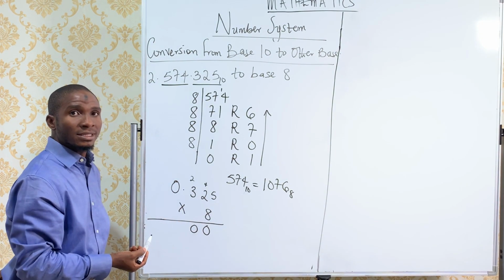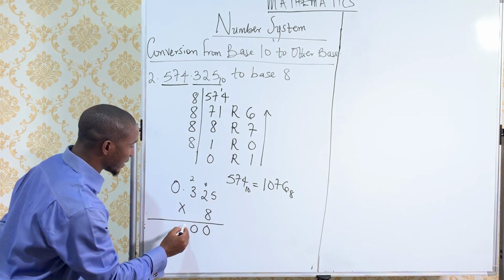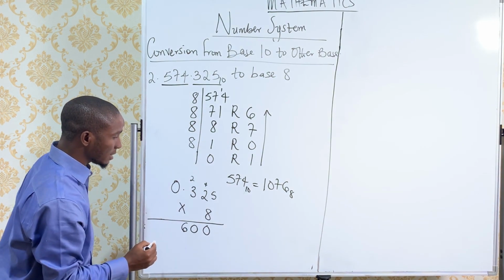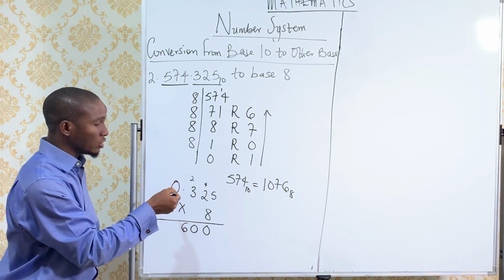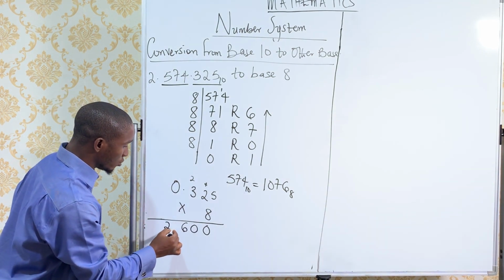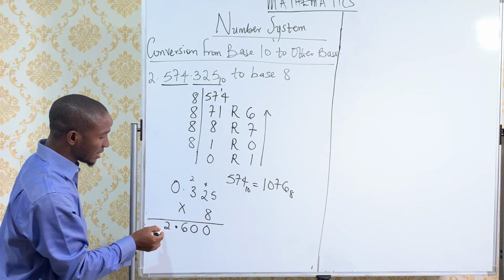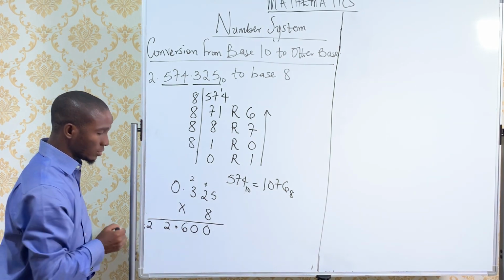8 times 3 is 24, with 2, that will be 26. So we put down 6. Then we carry the 2 to the other part. 8 times 0 is 0, then with 2, we have 2. So we pick this 2 out as a number, 2.